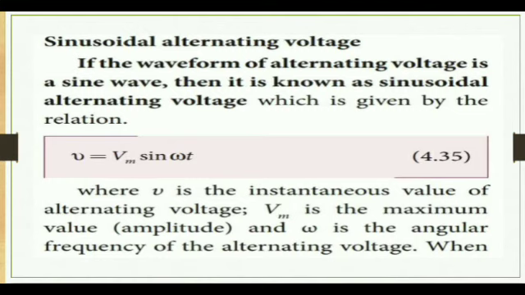Sinusoidal function. If the waveform of alternating voltage is a sine wave, because I already said the AC current wave function is a sine wave, so the sine wave function is known as the sinusoidal alternating function, which is represented by V is equal to Vm sin omega t. Okay, students, right?